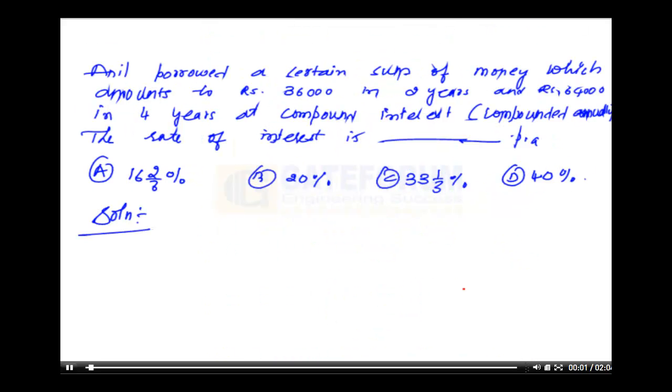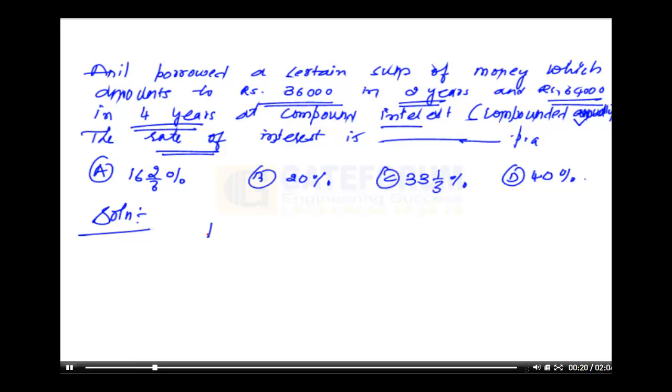That is option A. A sum of rupees was borrowed which amounted to 36,000 in 2 years and 64,000 in 4 years at compound interest, where it is compounded annually. Now we have to find the rate of interest. So we don't know what the principal is.